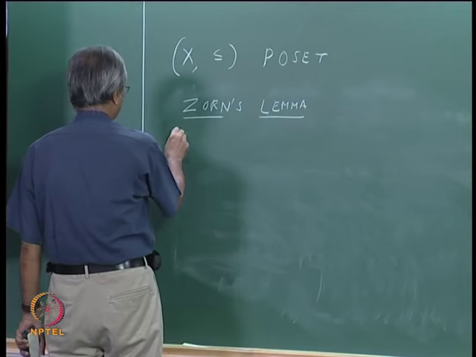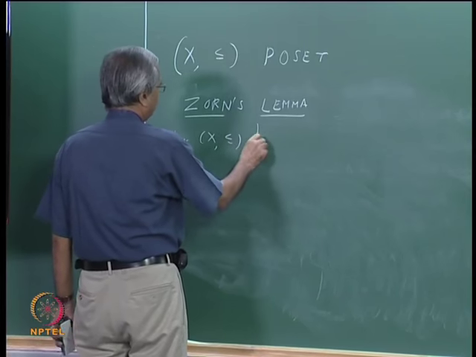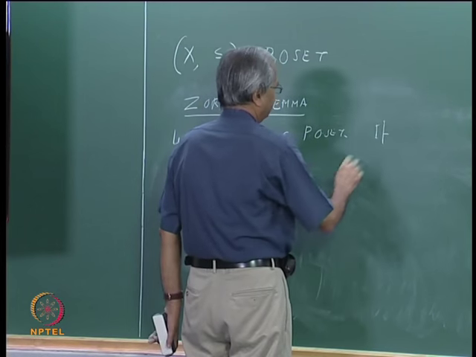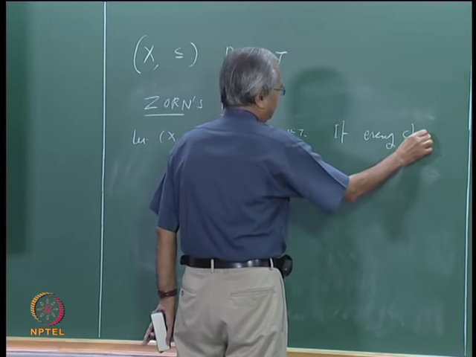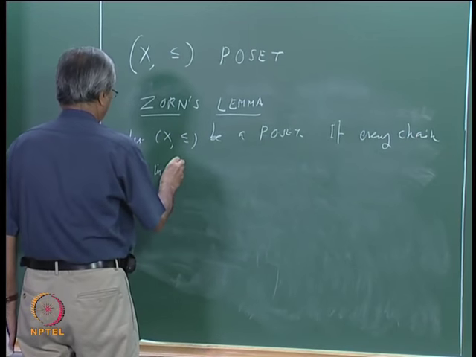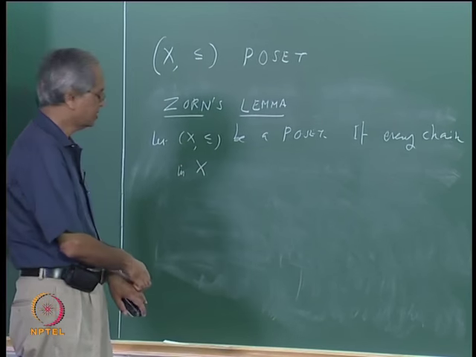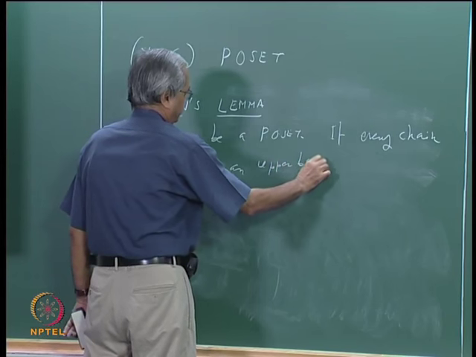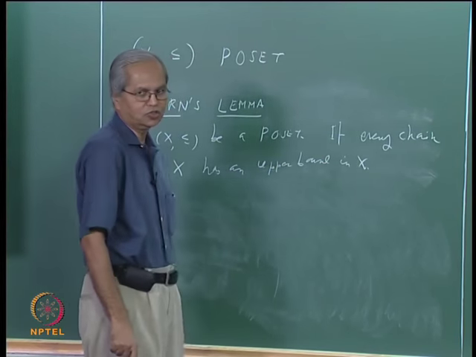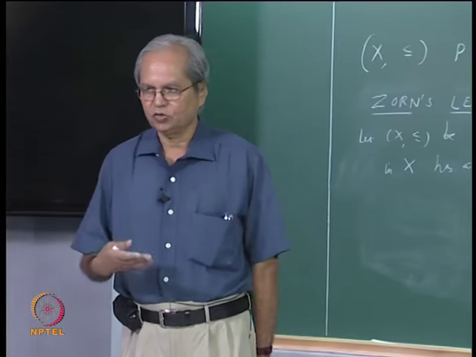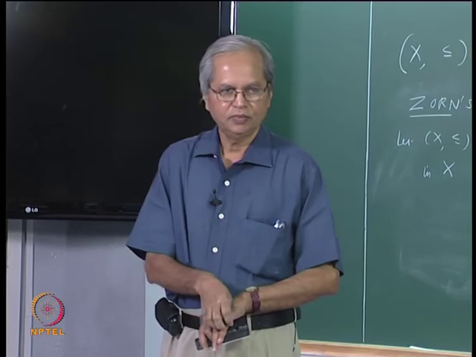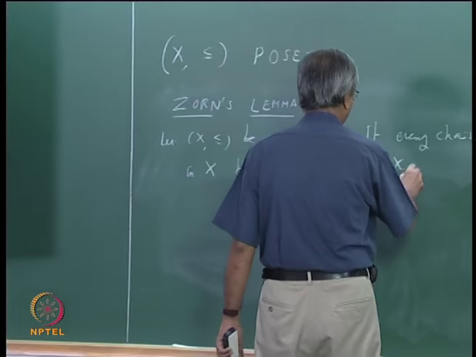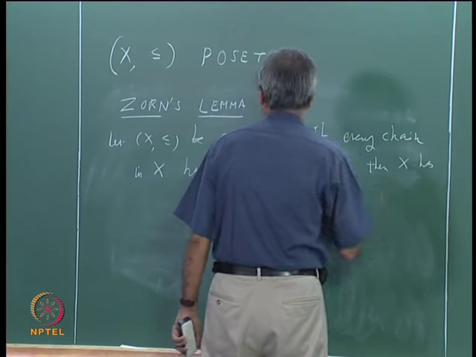So let us say that X, less than or equal to, is a partially ordered set. If every chain in X has an upper bound, remember chain means totally ordered set. Suppose you take a totally ordered subset of X, and suppose every such totally ordered subset has an upper bound, then X has a maximal element.